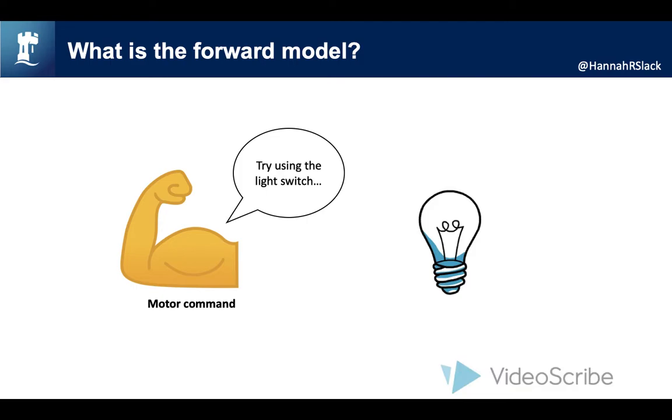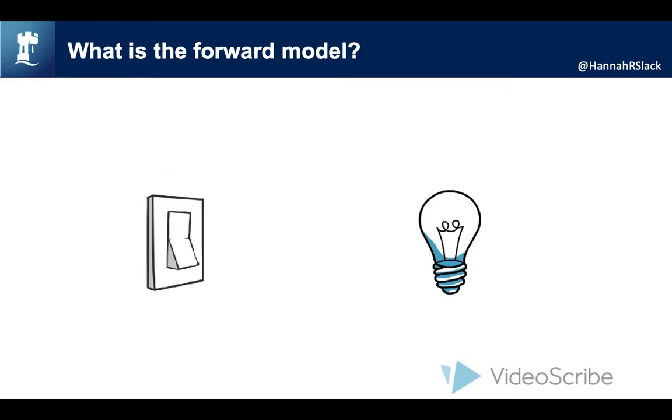So using what is known as an efference copy of this motor command, the Ford model then starts to predict the most likely sensory consequences of this action. So, what's most likely to happen when you flick on a light switch? Well, rationally, our brain will start to predict that we will see the light bulb turn on.